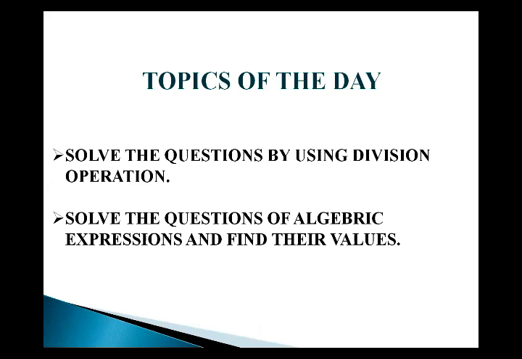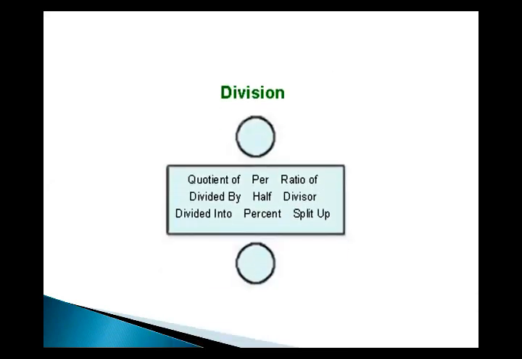Now, forward to today's teaching. Here's the division. Similarly, we discussed in the previous lecture the different terminologies used for addition, subtraction, and multiplication. Similarly, for division, there are different terminologies used: quotient of, part, ratio of, divided by, half, divisor, divided into, percent, split up. All these terminologies are used for division. In your book, they use quotient of and divided by, but all of these terminologies are also used for division. Okay, hope you all understand.